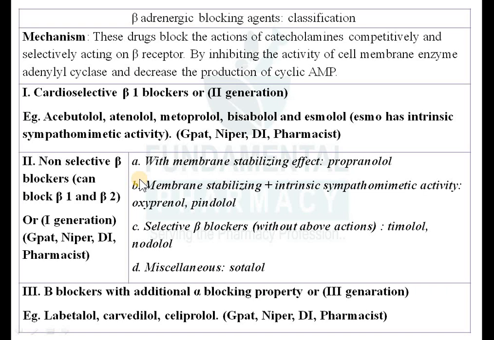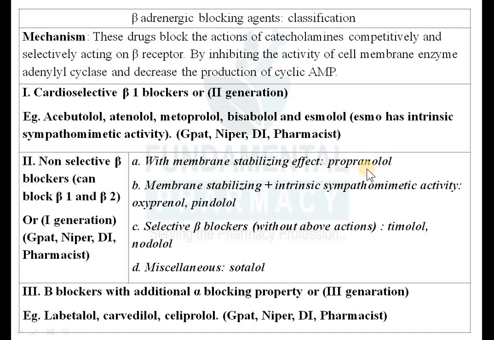So non-selective beta blockers with membrane stabilizing effect. For example, propranolol. This is a membrane stabilizing effect. So this propranolol has a beta blocking activity as well as membrane stabilizing activity. So non-selective beta blocker plus membrane stabilizing effect. Okay, membrane stabilizing effect क्या होता है? ये मैंने बोला है आपको when we were discussing local anesthetic.